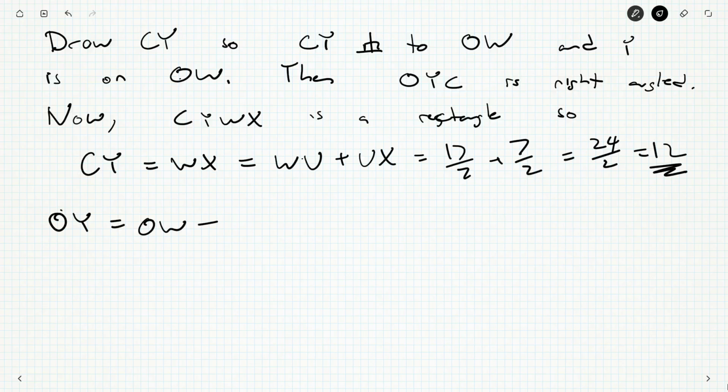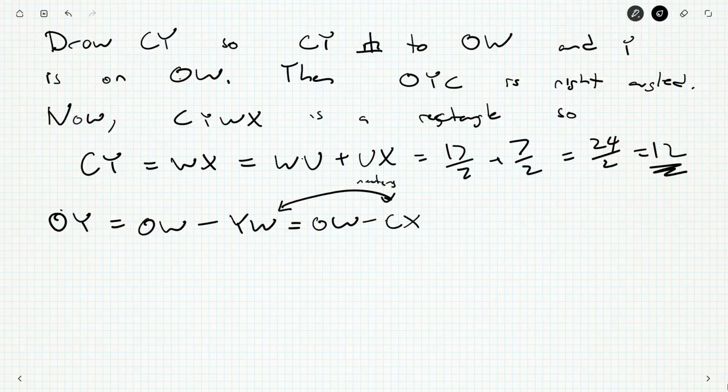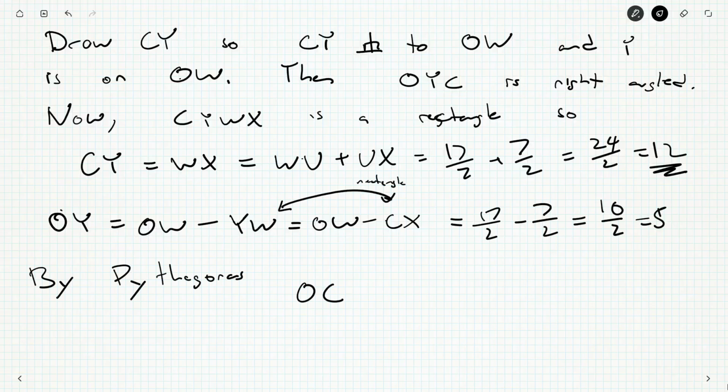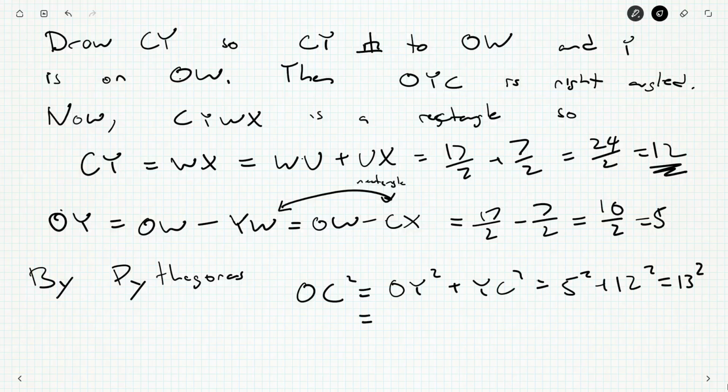OY is OW minus YW, which is equal to OW minus CX, by being a rectangle. These two values are equal for the rectangle. But that's 17 over 2 minus 7 over 2, which is going to be 10 over 2, which is 5. And now we say by Pythagoras, OC squared is OY squared plus YC squared, which is 5 squared plus 12 squared, get the order right. 5 squared plus 12 squared, which is 13 squared. I'm just not going to bother writing it all out. So OC is 13. And that's what we were asked to show.